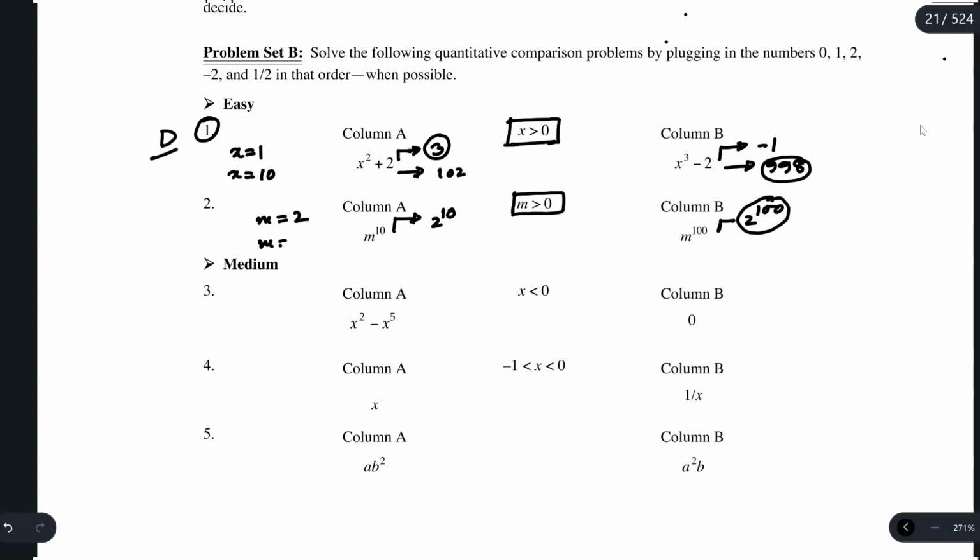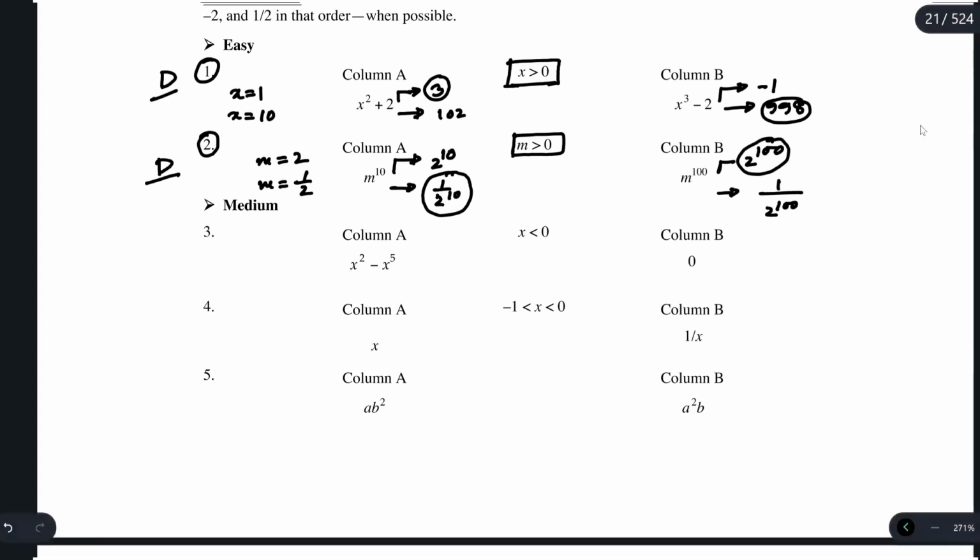Let's try with m equals half. Now we would have half to the power 10, or 1 by 2 to the power 10. And here we'll have 1 over 2 to the power 100. Now we know that we are dividing by larger values here, so it will give us a smaller value, so column A is larger. So again, we cannot decide for problem number 2, so the answer would be D. Now let's move on to the third problem.